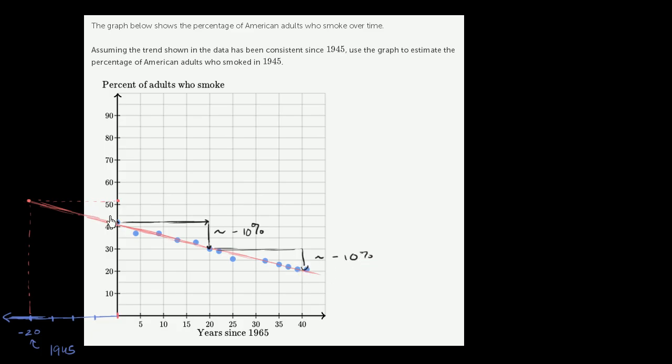So if you go back 20 years, you should increase your percentage by 10%, I should say. So if we started at 41 or 42, once again, this is what we saw when we just eyeballed it, you should get to 51 or 52%. So my estimate of the percentage of American adults who smoked in 1945 would be 51 or 52%.